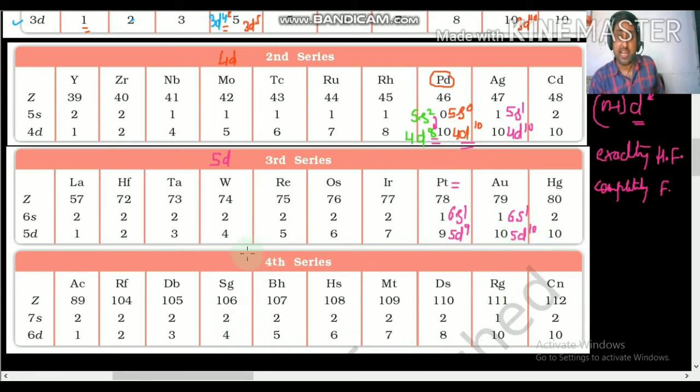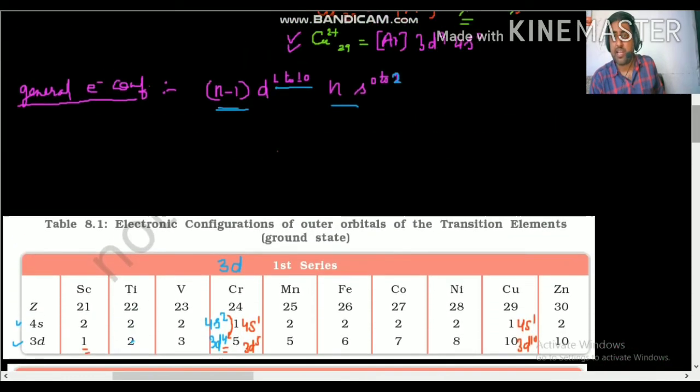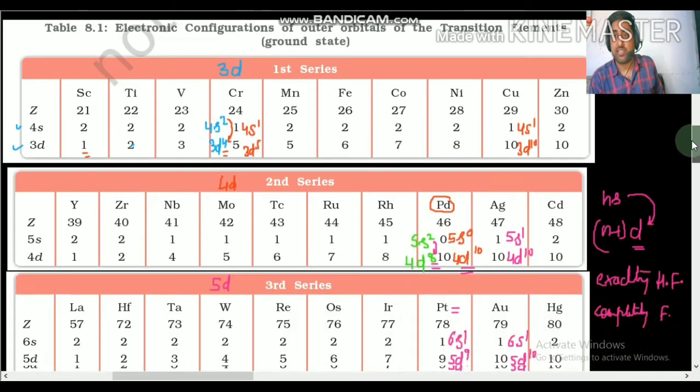And again in the last d series, that is the 6d series, you will see it is the case of Rg. Here it is 7s1 and 6d10. So that's why in the general electron configuration I wrote here, the s subshell contains 0 to 2 electrons, and the d subshell contains 1 to 10 electrons. This is the reason they have this kind of transfer.